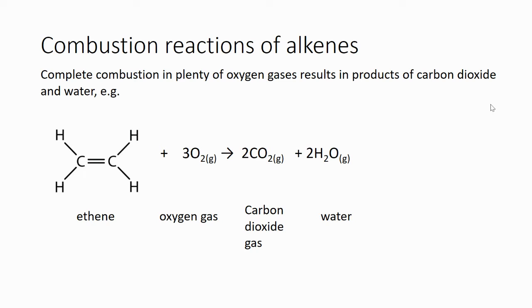Combustion reactions of alkenes. The complete combustion requires plenty of oxygen and results in carbon dioxide gas and water as steam. And it's very similar to the alkane combustion. So you take ethene and oxygen gas and it makes carbon dioxide and water.